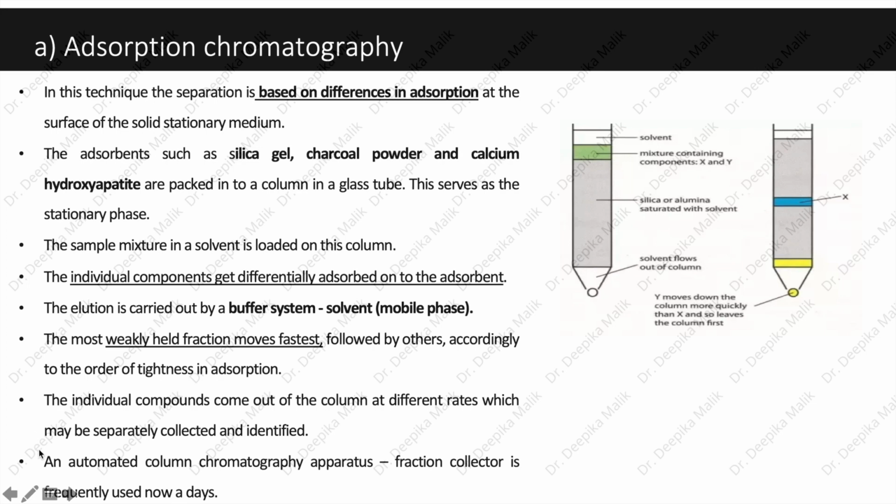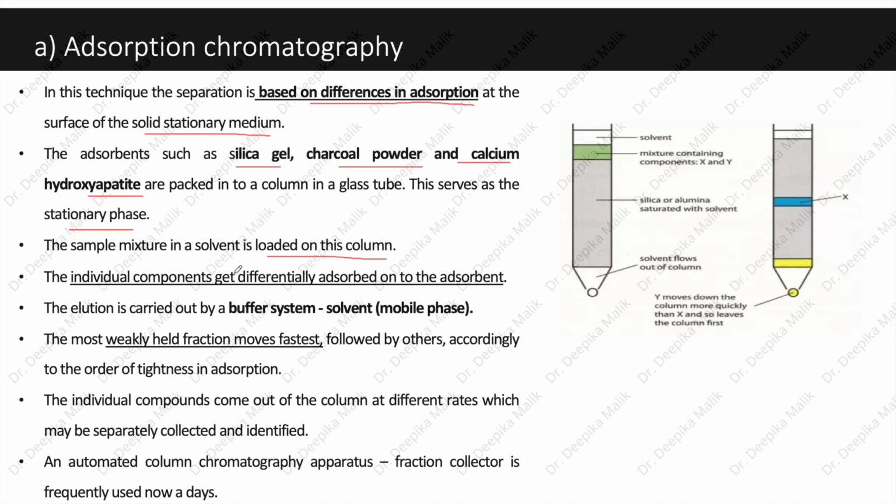Adsorption chromatography. In this technique, the separation is based on difference in adsorption at the surface of the solid stationary medium. Adsorbents such as silica gel, charcoal powder, and calcium hydroxyapatite are packed in the column in a glass tube. This serves as the stationary phase. In industries, we might use stainless steel columns as well. Now the sample mixture in a solvent is loaded onto this column.